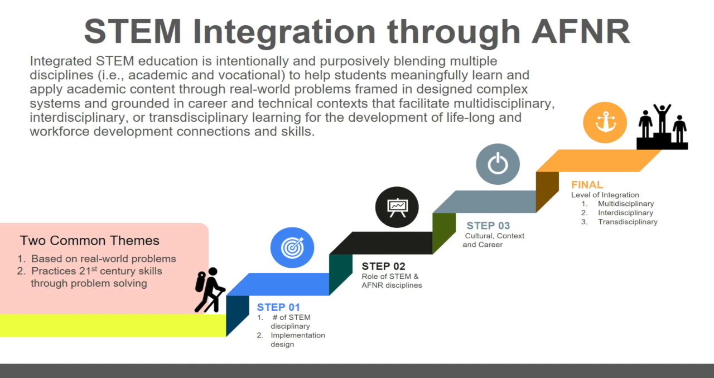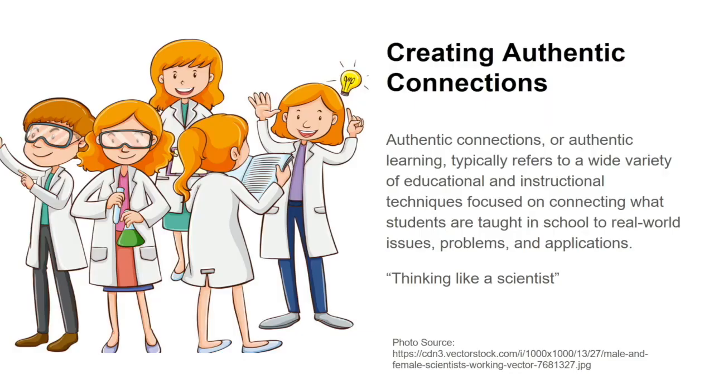Now that you've been through step 1, which included the number of STEM disciplinaries and implementation designs, and step 2, which encompassed the role of STEM and AF&R disciplines, we're now on step 3, cultural context and career. When we think about making connections to culture, career, and community, we want to focus on creating authentic connections.